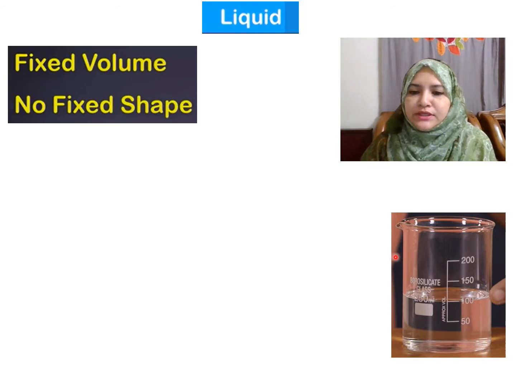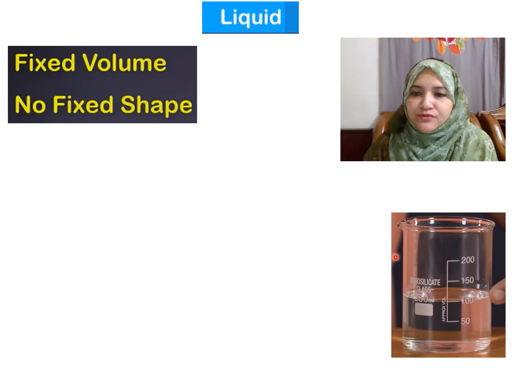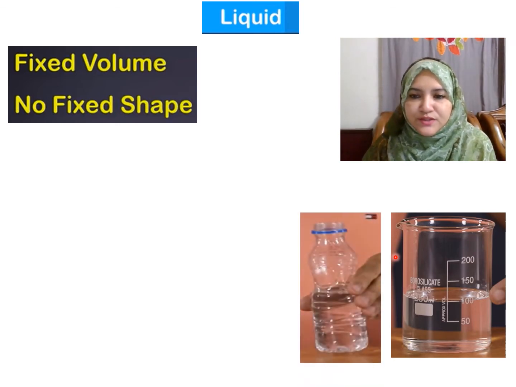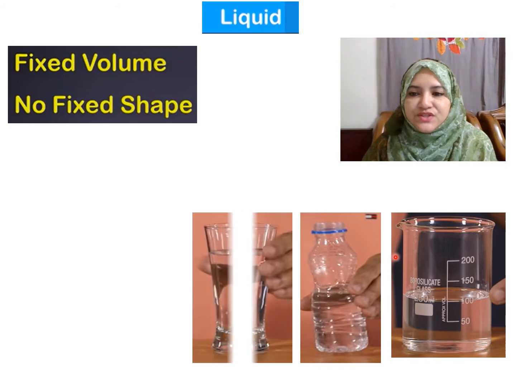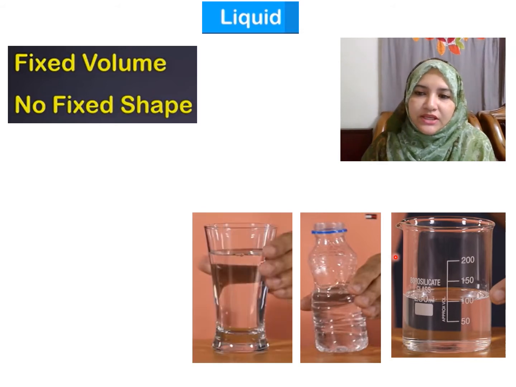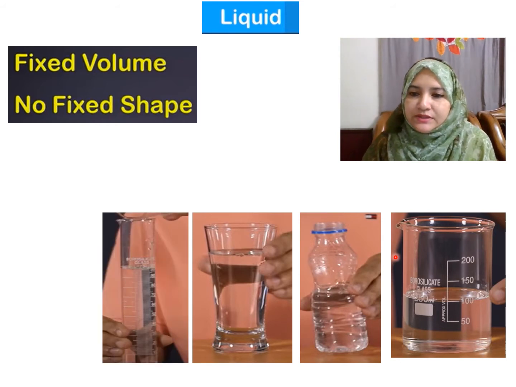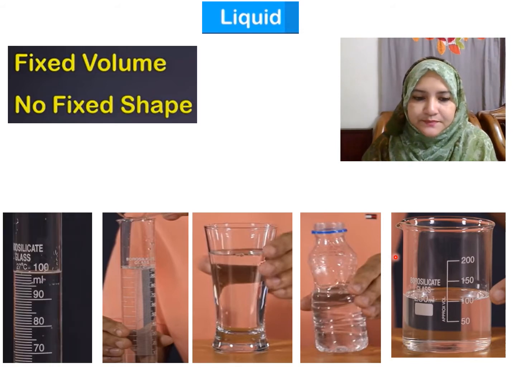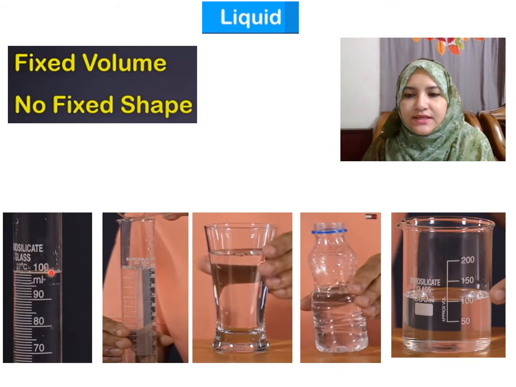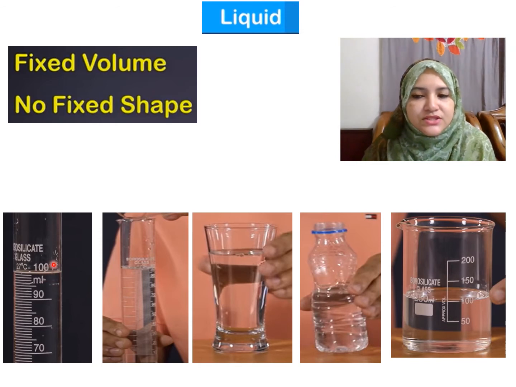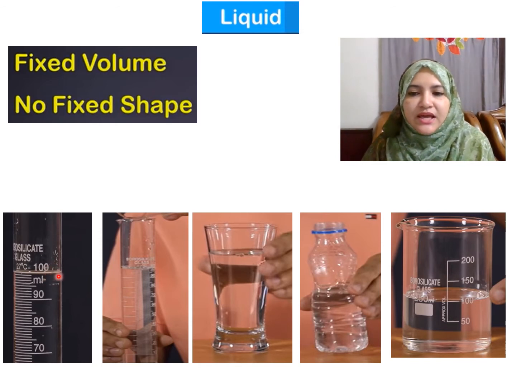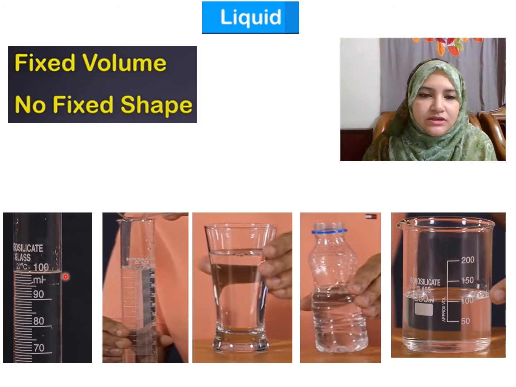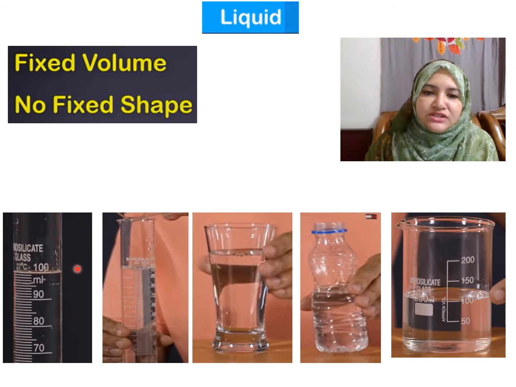Now I am going to transfer this 100 ml of water from this beaker into this bottle, and then I will transfer it to the glass. And now let's transfer it to the measuring cylinder. So what is the final volume here? As you can see, it's 100 ml, exactly the original volume.